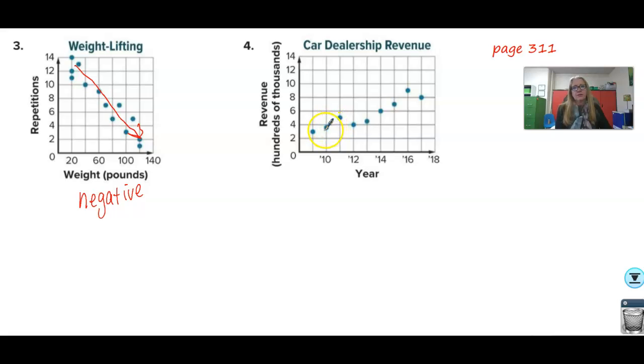Car dealership revenue. Okay, revenue, how much money the car dealership is making over time. Well, this dealership seems to be making more money over time, and this is a positive correlation. So that's the first thing you'll be asked to do, is identify positive, negative, or no correlation.